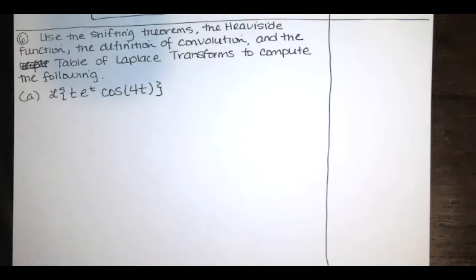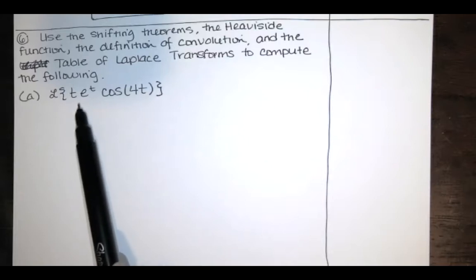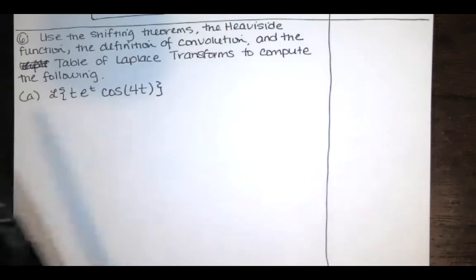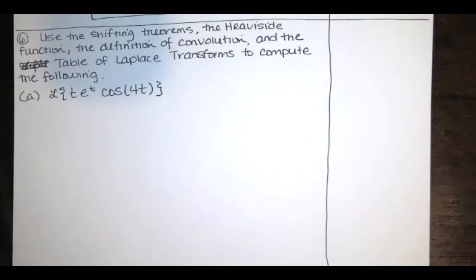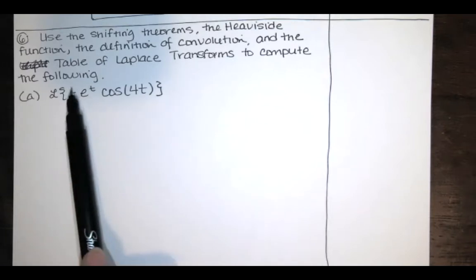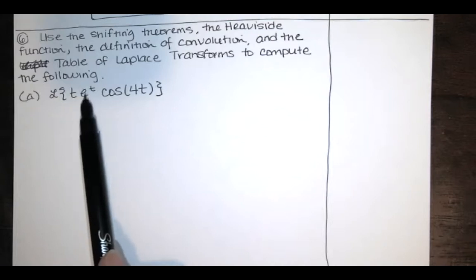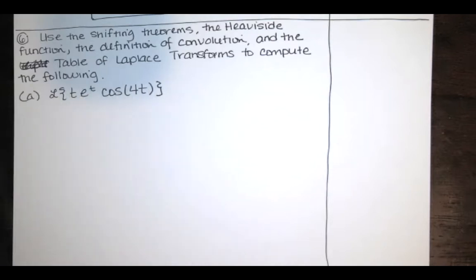Now we have a couple of theorems that might apply here. You've got e to the t times a function of t, and we've got a shifting theorem for that, e to the at times f of t. We also have the derivatives of Laplace transforms theorem that says that if this is t to the nth times f of t, there is a corresponding derivative. It's going to be negative 1 to the n times the nth derivative of F of s with respect to s. That's another way to evaluate this if this isn't in our table.